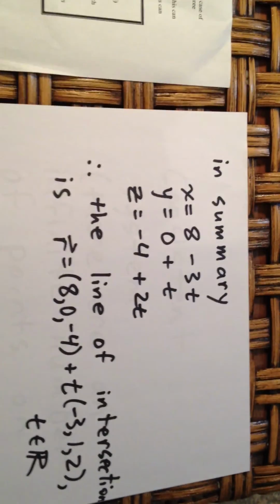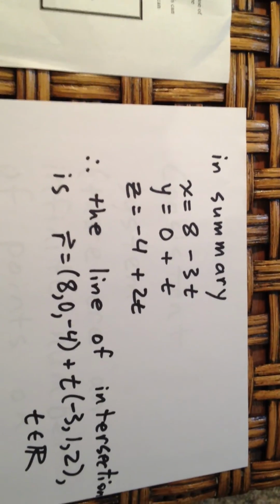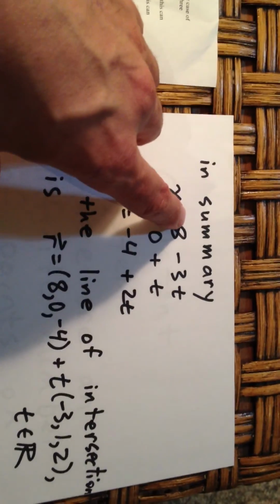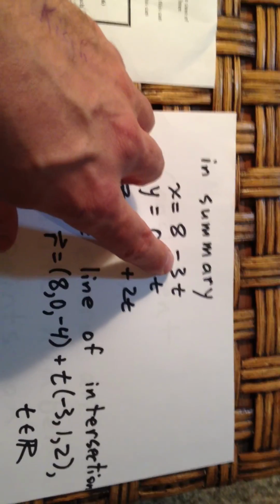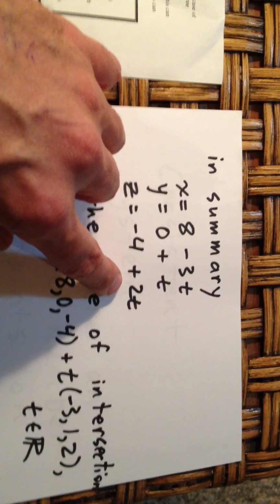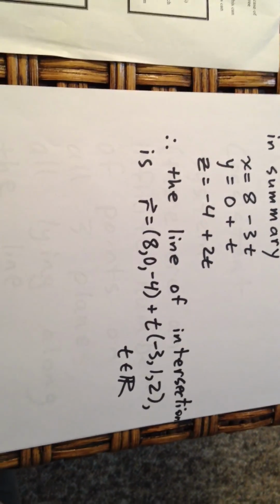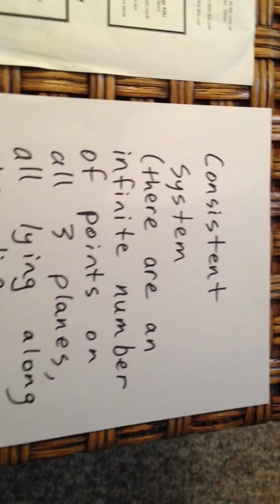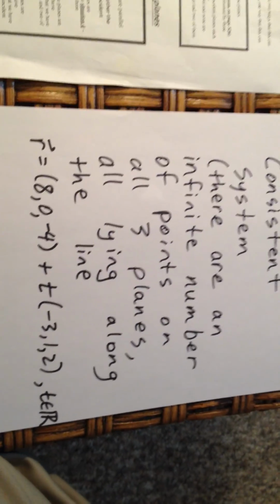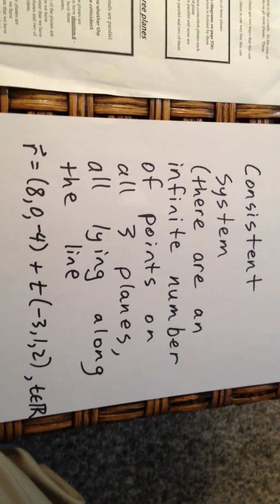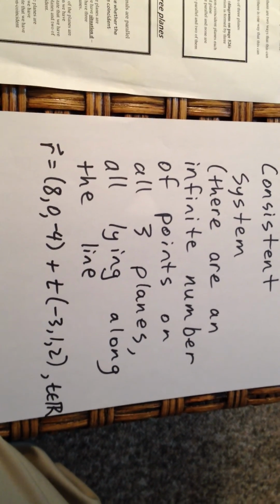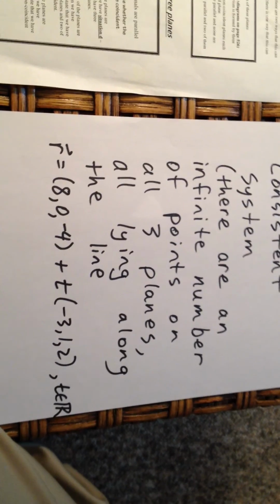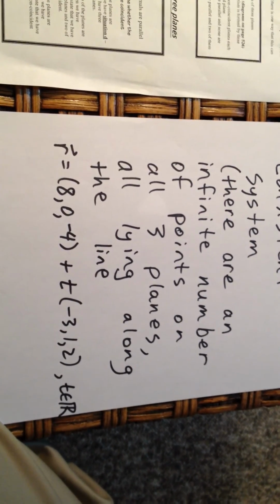Putting these all together leads us to realize that the position vector is (8, 0, -4), and the direction vector is (-3, 1, 2) for our line of intersection. And so what that means is that we have a consistent system. There are an infinite number of points on all three planes, all lying along the line r equals (8, 0, -4) plus t times (-3, 1, 2), where t is an element of the reals.